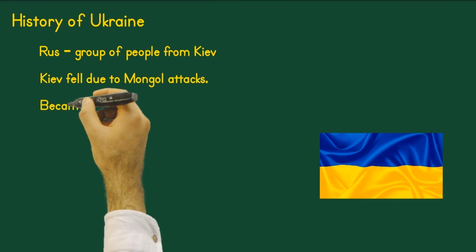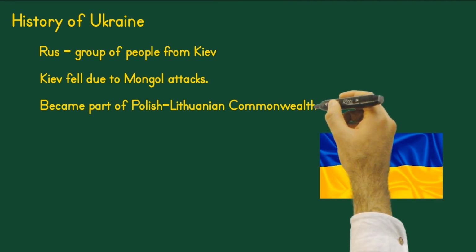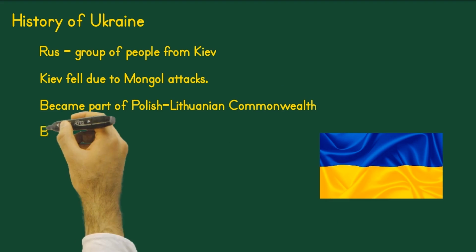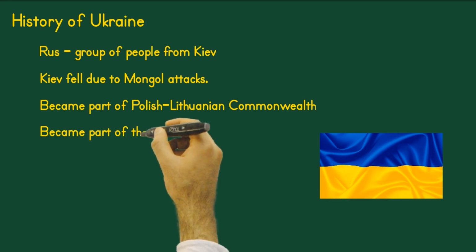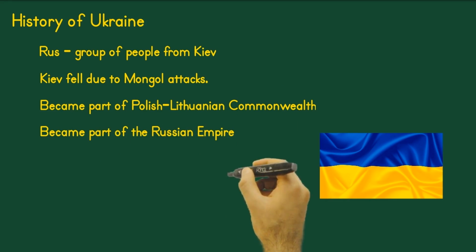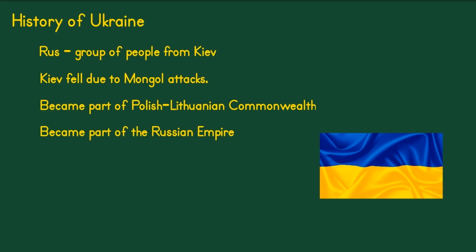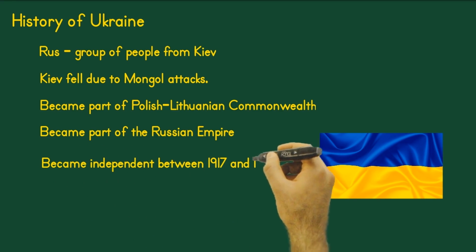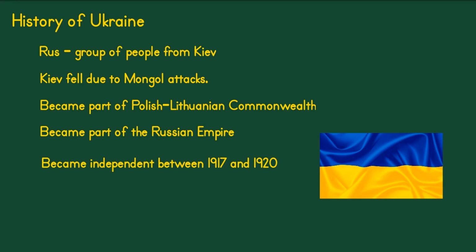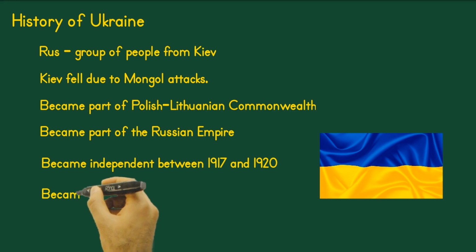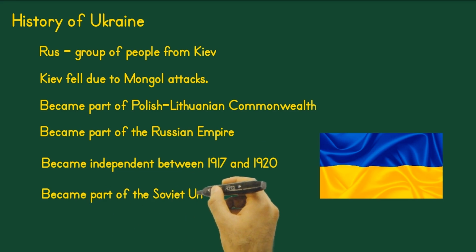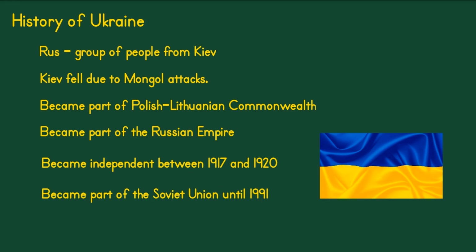Russians were descended from the earlier group of people, Rus, based in Kiev, now the capital of Ukraine. The city of Kiev fell due to Mongol attacks. Later on, lands later known as Ukraine became part of the Polish-Lithuanian Commonwealth. The Russian Empire started its plans to incorporate Ukraine into the empire. The plan succeeded under the Russian Tsarina Catherine II. Ukraine, later on, became independent between 1917 and 1920. Afterward, it became one of the Soviet republics of the newly established Soviet Union until the latter's dissolution in 1991.